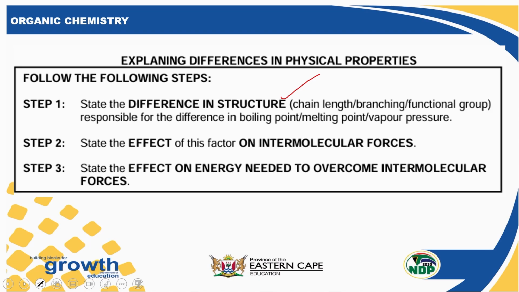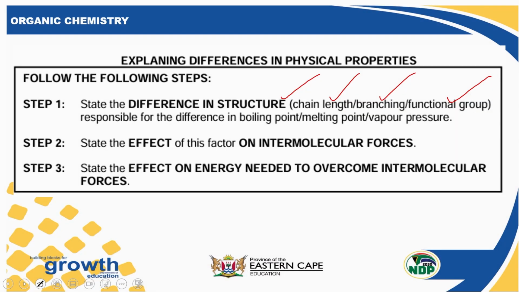Now, when you are answering questions, there are 3 steps that you need to follow. Your step number 1, you need to be able to identify the difference in structure. Your difference in structure can be in terms of the chain length, the branching of a compound, or the functional group. So if you are looking at the chain length, you would say the one that has a longer chain length has stronger intermolecular forces. The one that has a shorter chain length has weaker intermolecular forces.